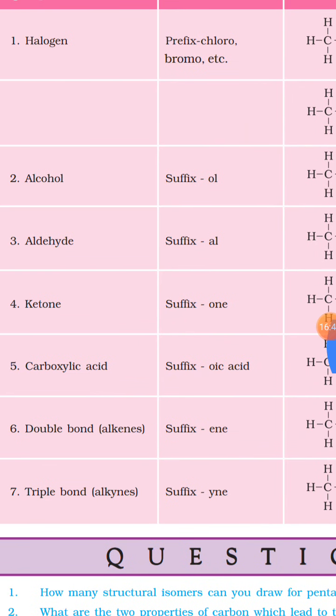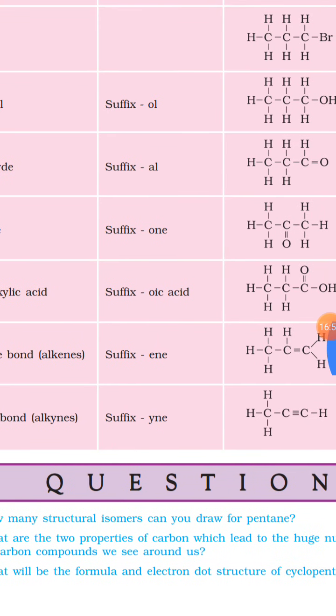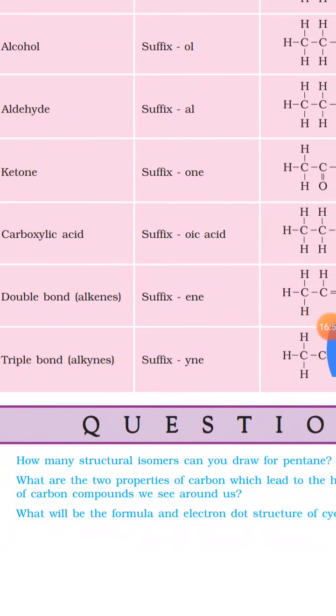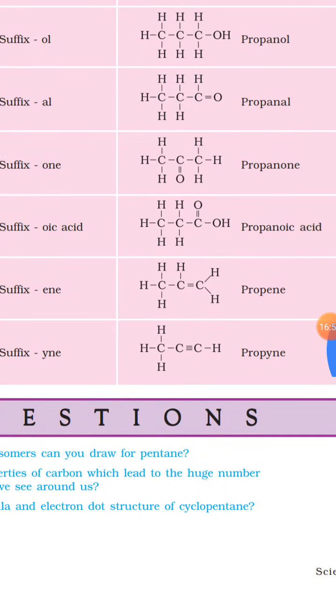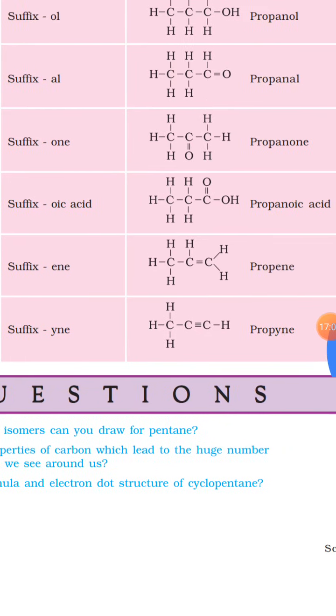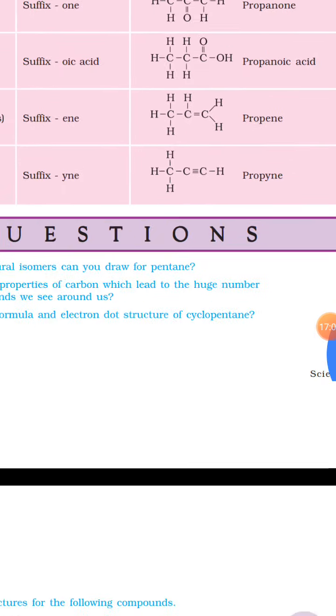Now if we talk about carboxylic acid, it has "-oic acid", propanoic acid. For a double bond, the suffix is "-ene", that is propene, where there is a double bond between carbon atoms. For a triple bond, it is "-yne", that is propyne. Okay, students.